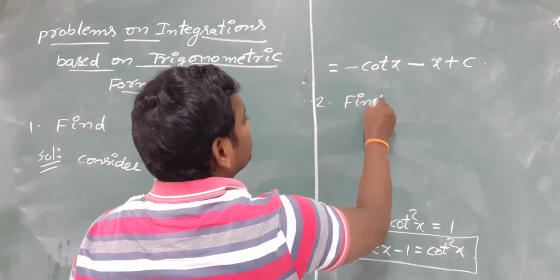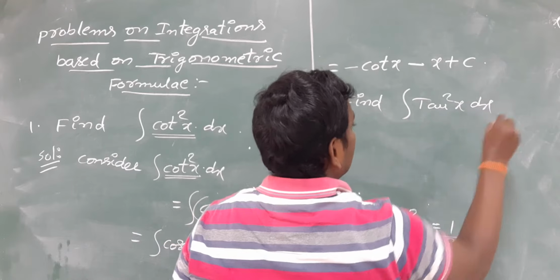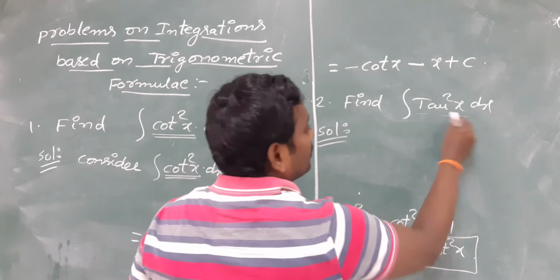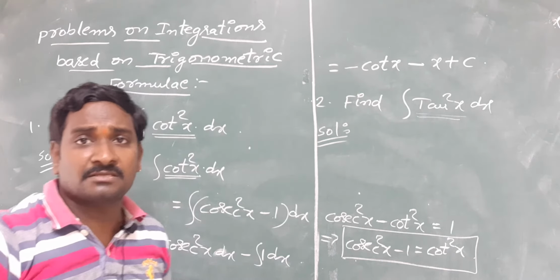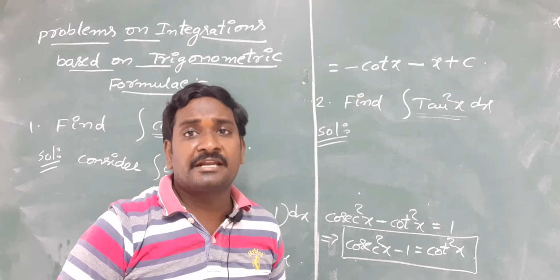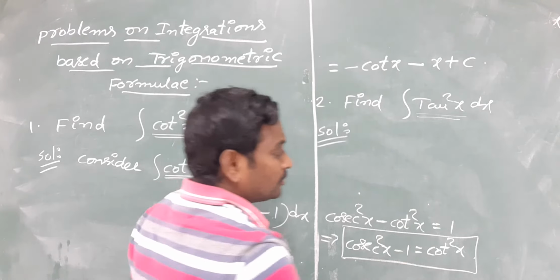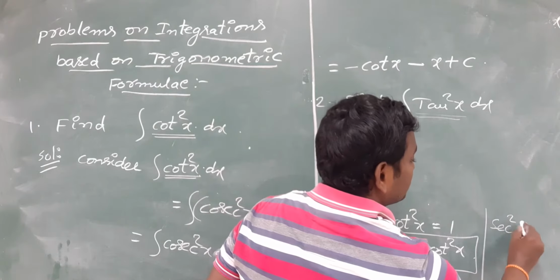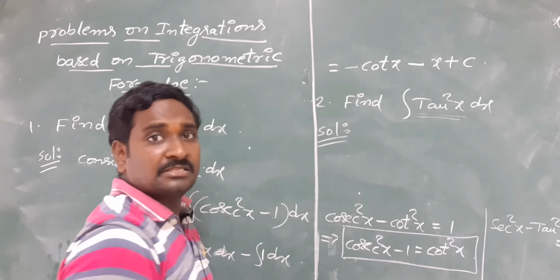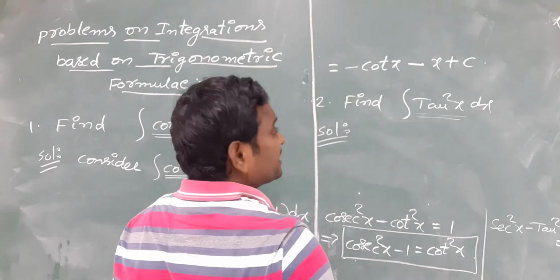Find integral tan square x dx. Solution. Here also we are observing that we do not have the direct formula for tan square x. That's why we should change the term tan square x by using the trigonometric formula. What is the identity related to tan square x? We know that secant square x minus tan square x is equal to 1. By using this one, what is tan square x? Secant square x minus 1.